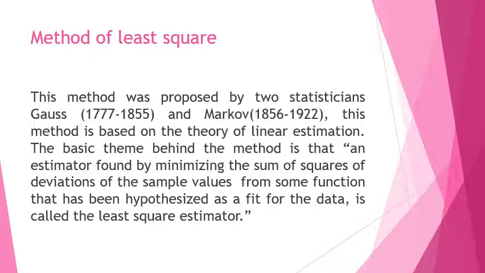The method of least squares was proposed by two mathematicians, Gauss and Markov. This method is based on the theory of linear estimation. The basic theme behind the method is that an estimator is found by minimizing the sum of squares of deviations of the sample from a function that has been hypothesized as a fit of the data. This estimator is called the least squares estimator.